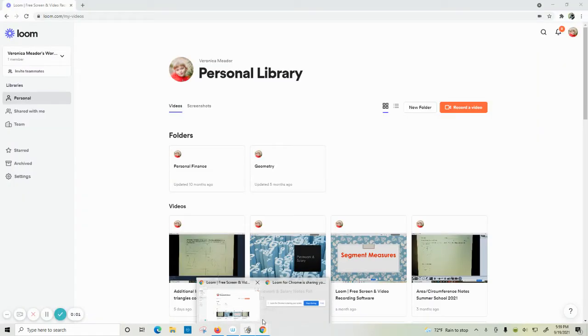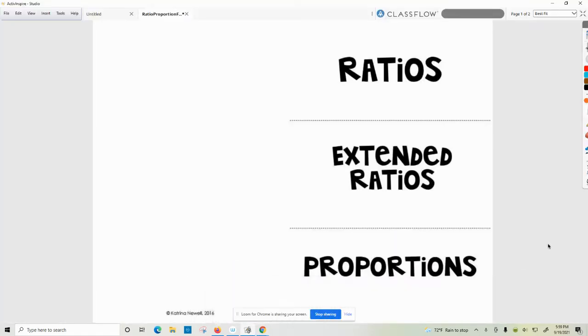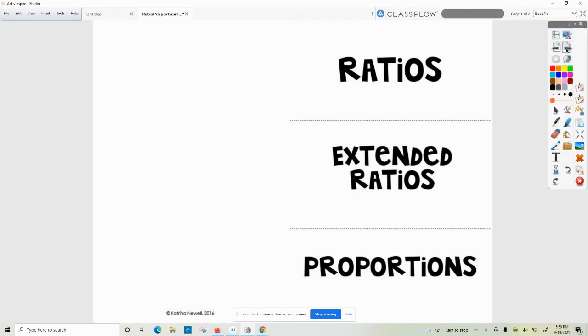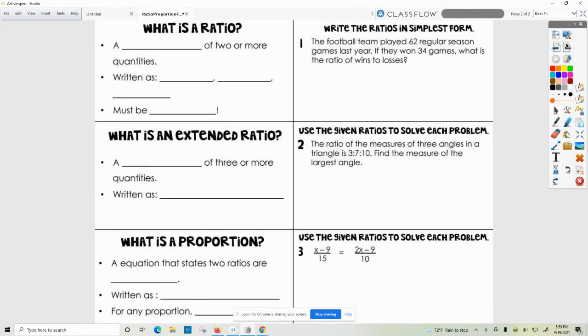Today we're looking at being able to solve some ratios, some extended ratios, and some proportions. So let's take a quick look at being able to solve a ratio. And what is a ratio?